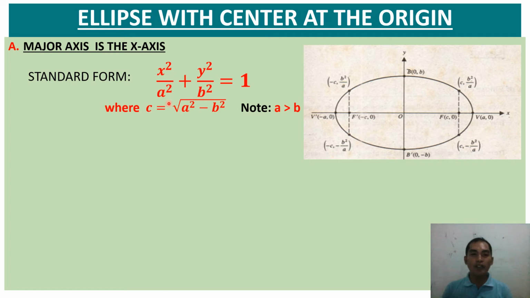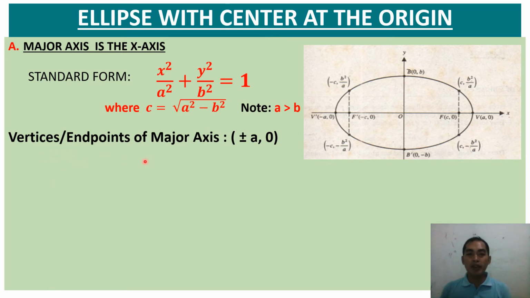X squared over a squared plus y squared over b squared equals 1, where c is equal to the square root of a squared minus b squared. Take note that a is greater than b. Ang tatandaan nyo lang dito, ang a ay malaki. So tingnan yung variable sa taas, kung anong variable. Kung x yon, horizontal. Kung ang nasa taas ng a ay y, vertical yung major axis. So in this case, ang nasa taas ng a ay x, therefore horizontal ang major axis.